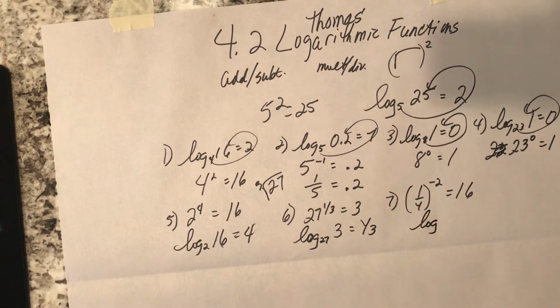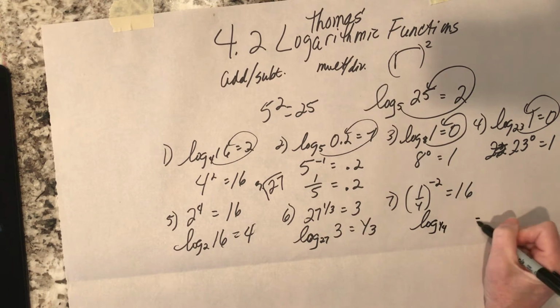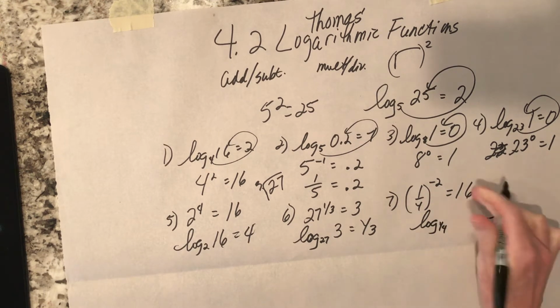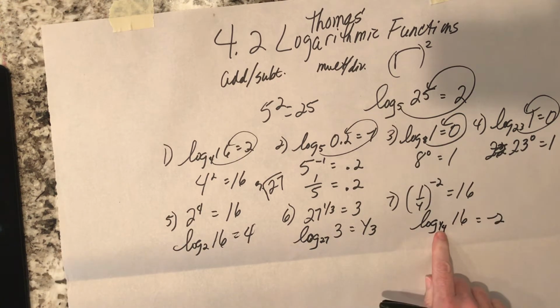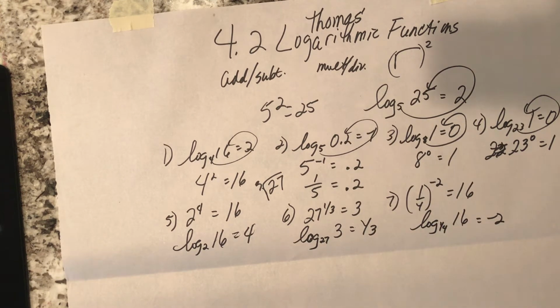So log, remember the base will become the base down here. The answer to a logarithmic is always that exponent, and then the other number right there. What do you have to raise 1/4 to become 16? You have to raise it to a negative 2. The negative flips us around, puts it on top, and then the squared, of course, makes it become 16.